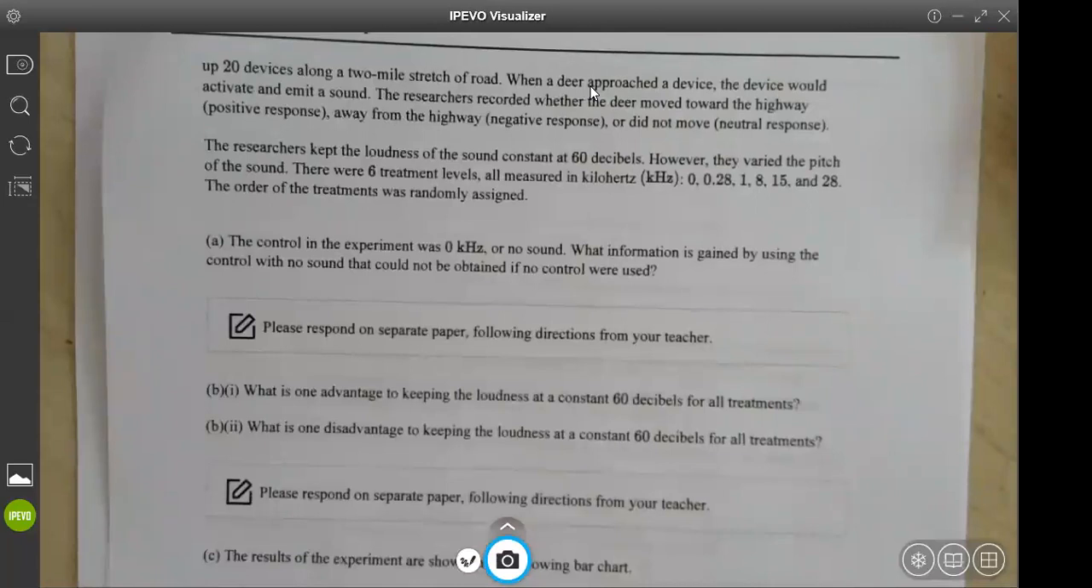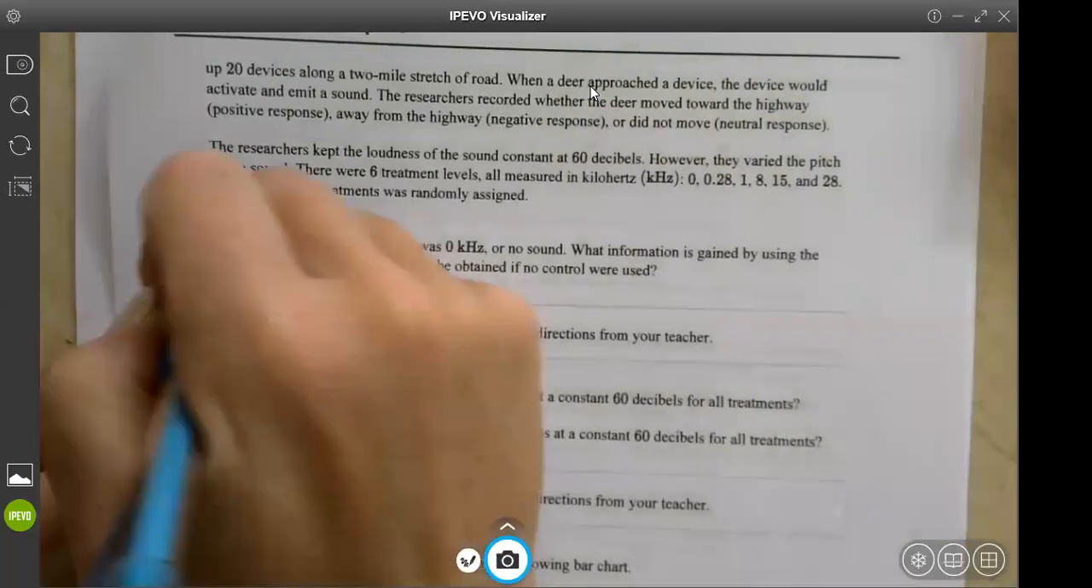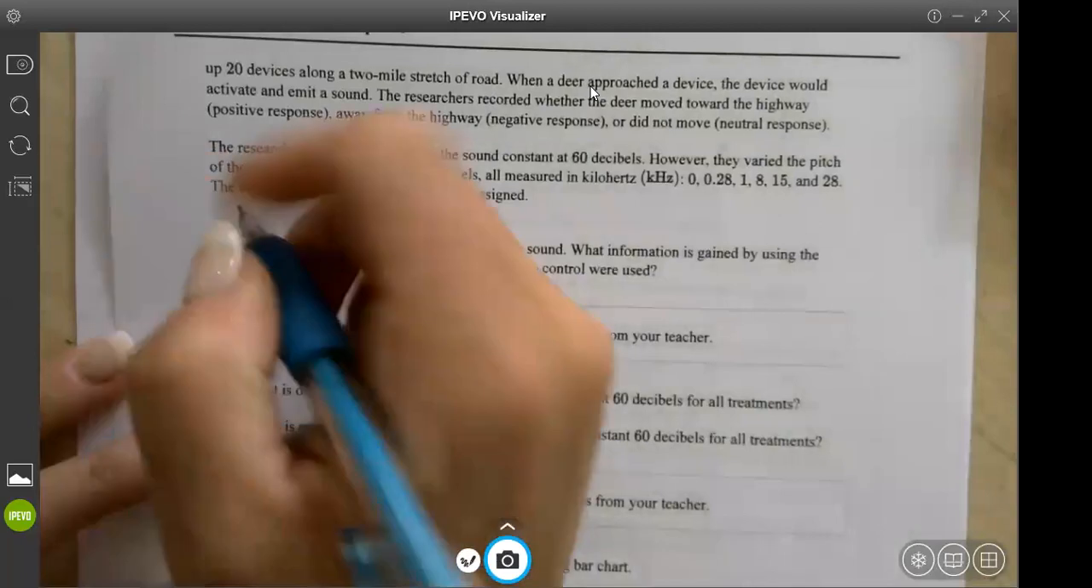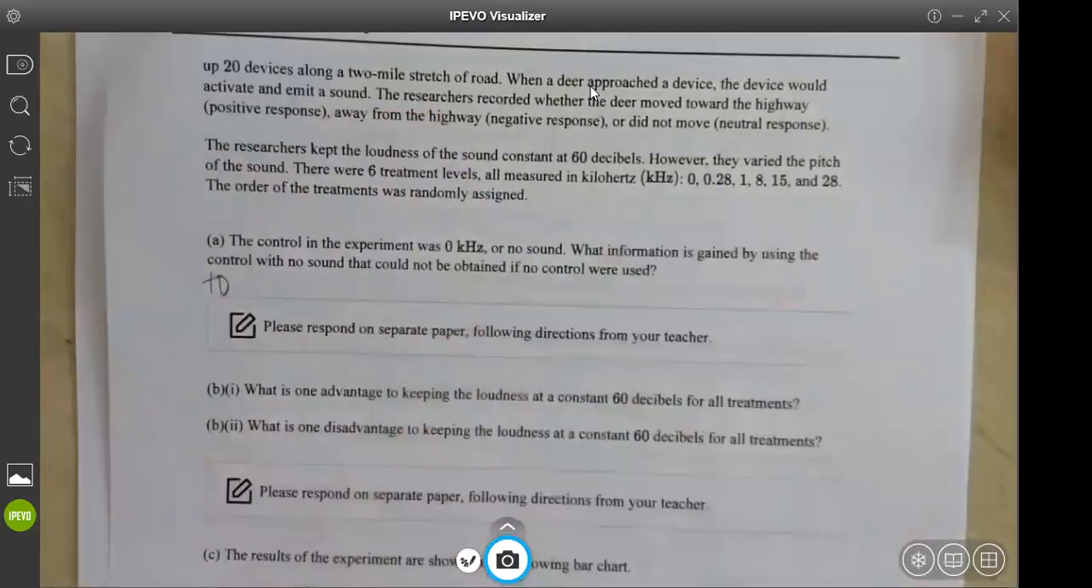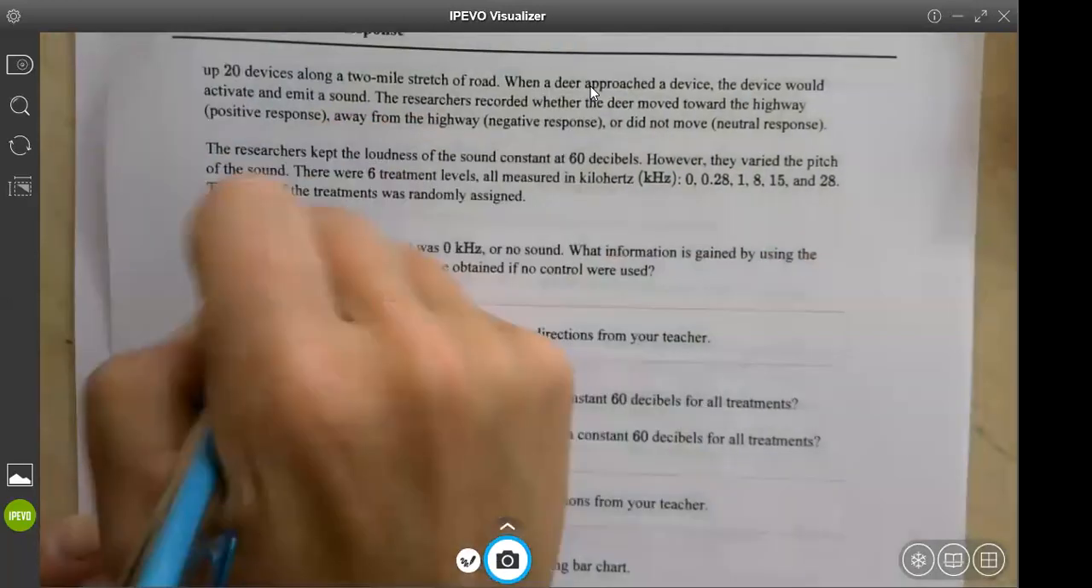All right. The control in the experiment was 0 kilohertz or no sound. What information is gained by using the control with no sound that could not be obtained if no control were used? Why do we use a control? Well, if there's no sound, we can see what they do, right? When we put a sound, does it change? You see what I'm saying? So we're going to determine if the sound made a difference at all.